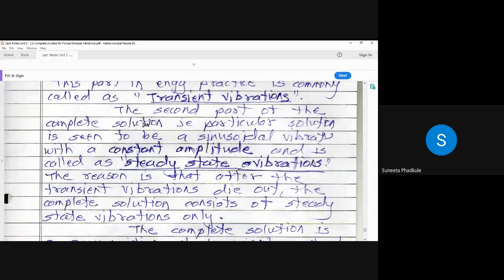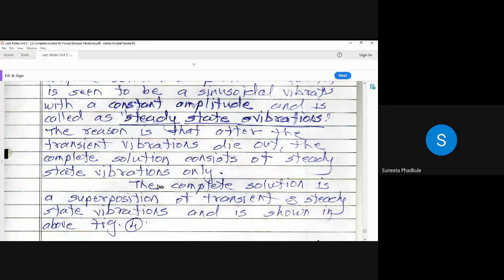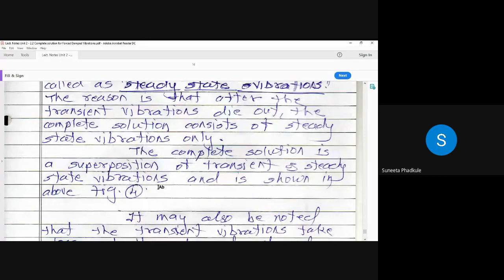The second part of the complete solution, that is the particular solution, which we have studied today, is a sinusoidal vibration with a constant amplitude and is called a steady state vibration. Now you understand the meaning of steady state vibration. These are the vibrations having constant amplitude. The reason is that after the transient vibrations die out, the complete solution consists of the steady state vibrations only. And the complete solution is the superposition of transient vibration and steady state vibrations and is shown in the above figure.